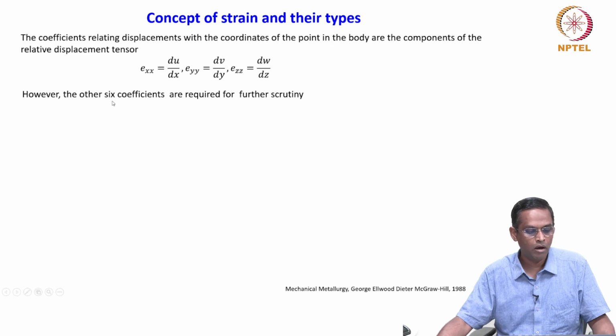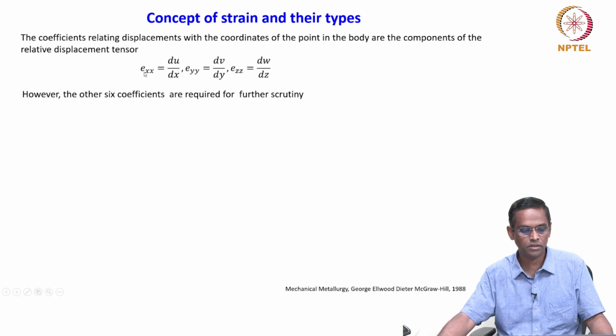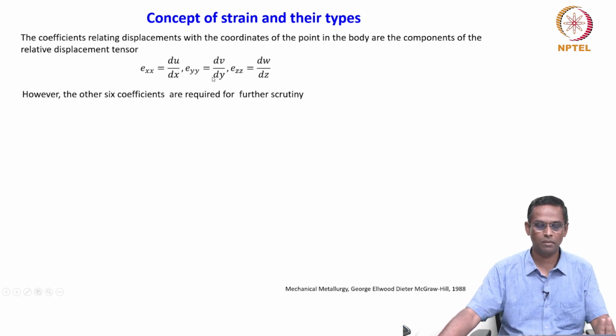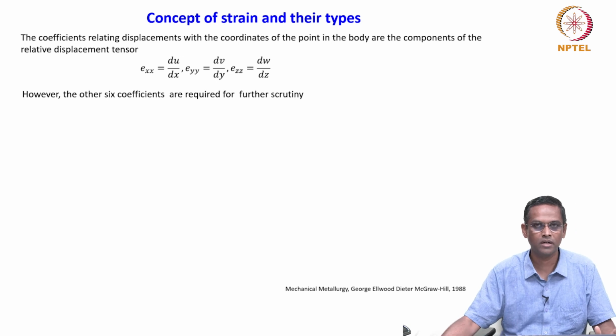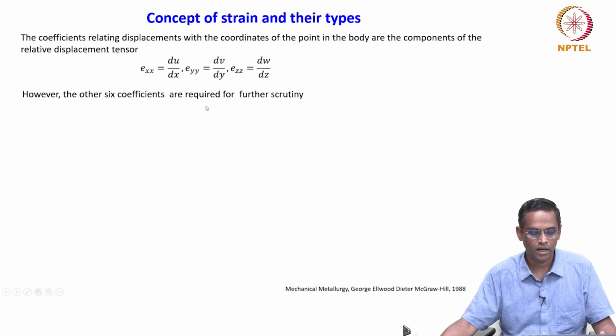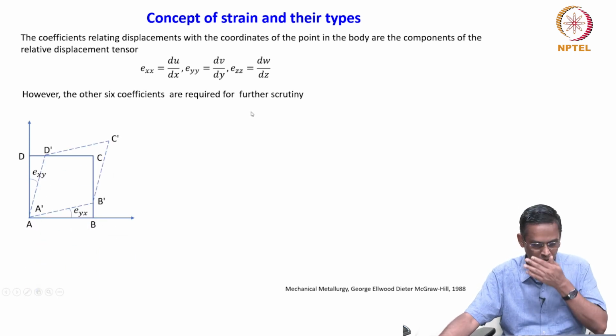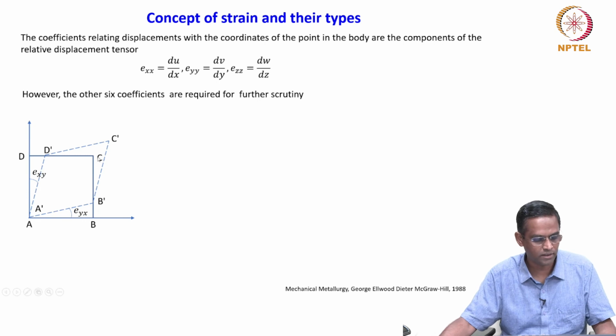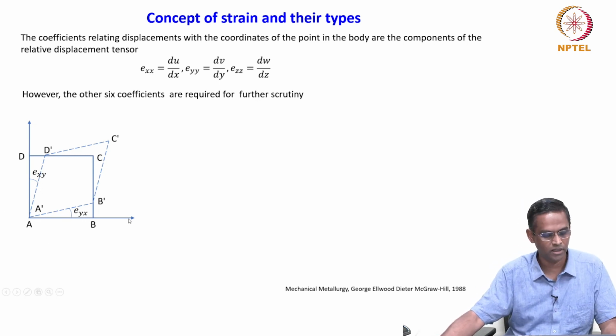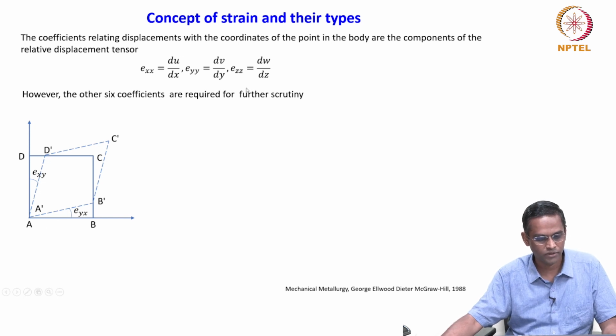Okay. However, the other 6 coefficients are required for further scrutiny. So, this is only a normal strain, right. So, it is not the complete description, the description does not end here. So, we need further 6 coefficients which correspond to the other shear components. So, we can also look at this diagram which we have already seen. So, just for the completion of this derivation, I have brought it here again.